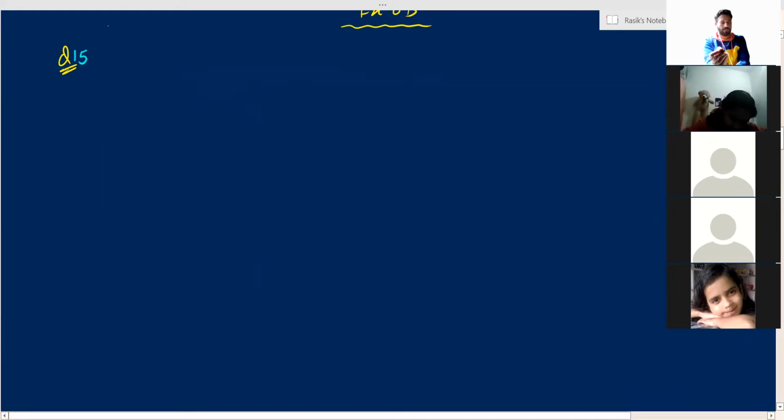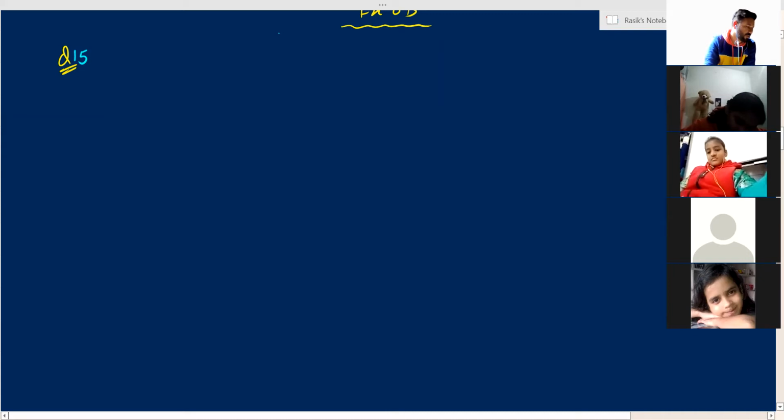Question number 15. At a certain time, a tree 6-meter high casts a shadow of length 8 meters. There is a tree which is 6-meter high. It casts a shadow of 8 meters. Okay. And then there is a pole also. The shadow of the pole is 20 meters. You have to find the actual height of the pole.